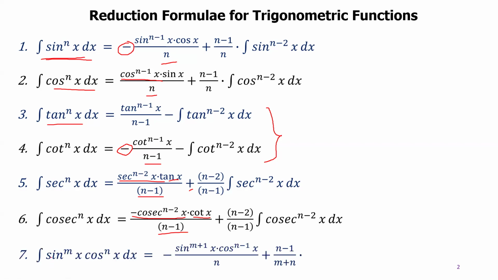Seventh integration formula, reduction formula, is based on the combination of sine and cosine. Integration of sine to the power m x cos to the power n x dx is equal to minus sine to the power m plus 1 x into cos to the power n minus 1 x, whole divided by m plus n, plus n minus 1 upon m plus n into integration of sine to the power m x cos to the power n minus 2 x dx. So these are the reduction formulas of trigonometric functions.